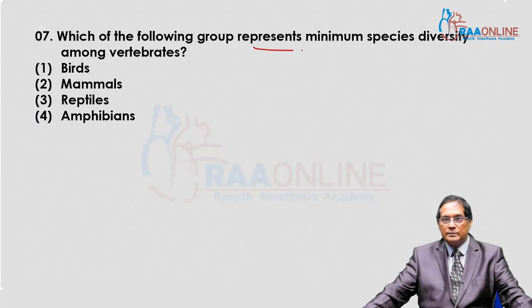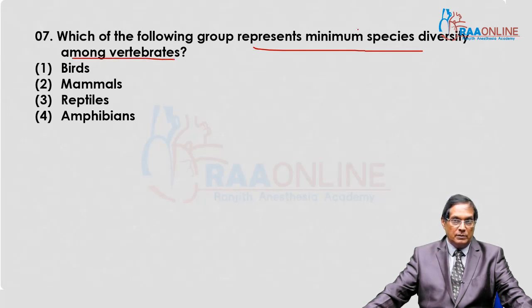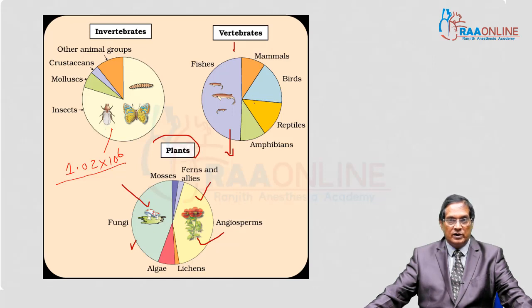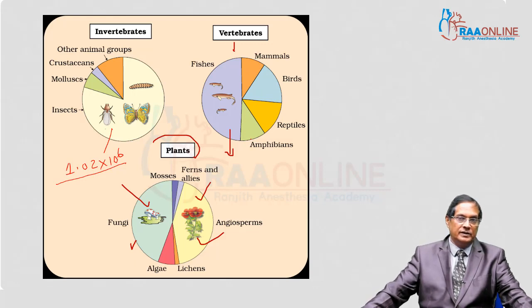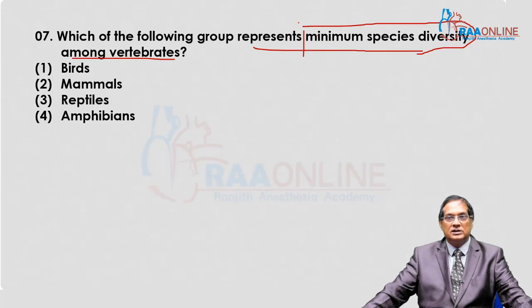Which one of the following groups represents minimum species diversity among vertebrates? Minimum species diversity among the vertebrates. Better to refer to the pie chart. This is the vertebrate and minimum is in this case, mammals and amphibians. I think in this regard we prefer to go with the mammals. Minimum species diversity is seen in mammals and even amphibians also.